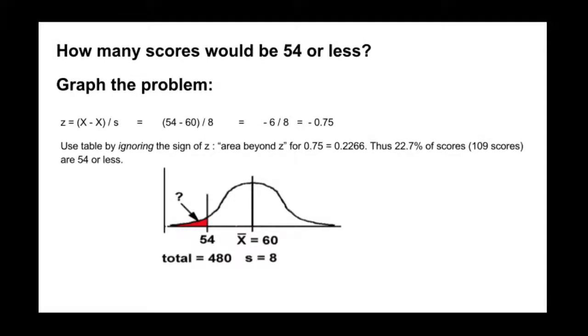How many scores would be 54 or less? Graphing the problem, I've used the formula again to plug in different answers, but by ignoring the sign of z, the area beyond z for 0.75 will equal 0.2266. Thus, 22.7% of the scores, 109 scores, are 55 or less.